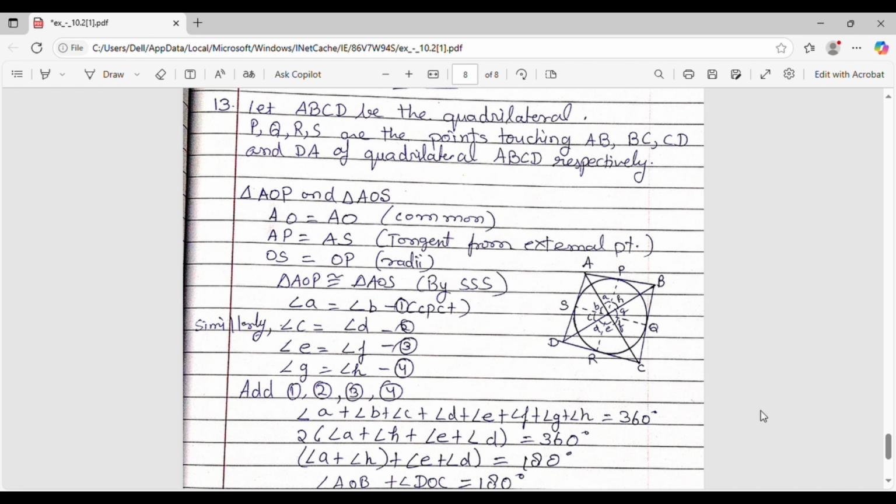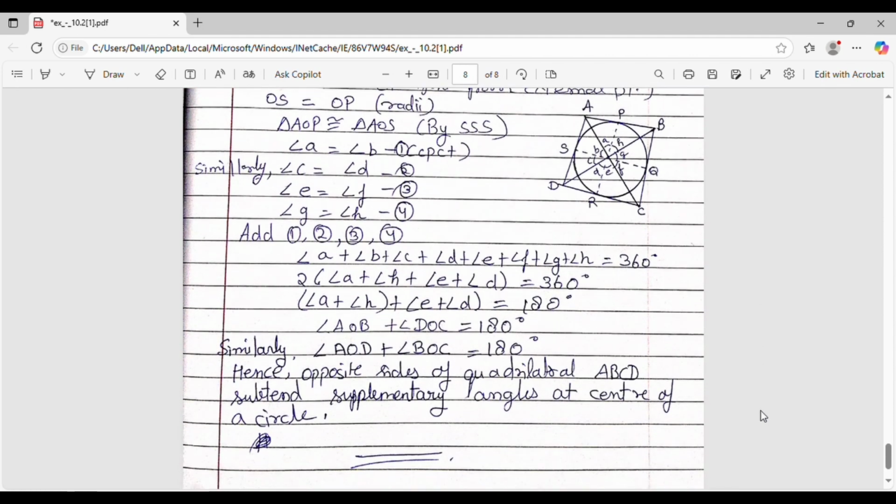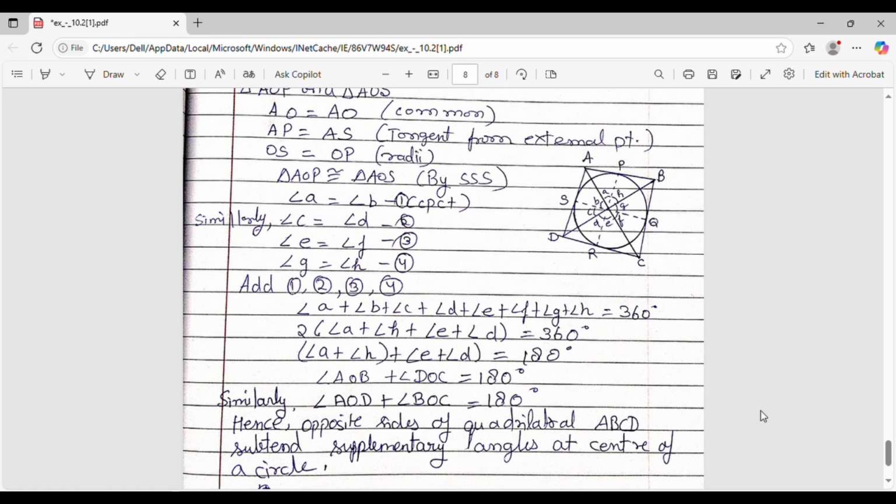angle 1 equal to angle 2 by CPCT. Similarly, angle 3 is equal to angle 4, angle 5 is equal to angle 6 and angle 7 is equal to angle 8. So when we sum up all these angles, we will get their sum as 360 degrees because it is a complete angle. Or you can say the angle around a single point is 360 degrees.